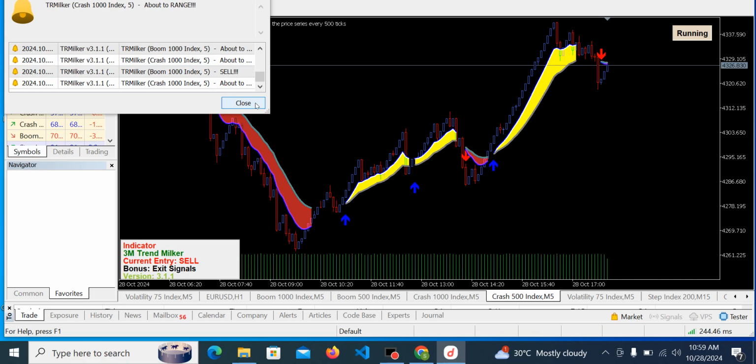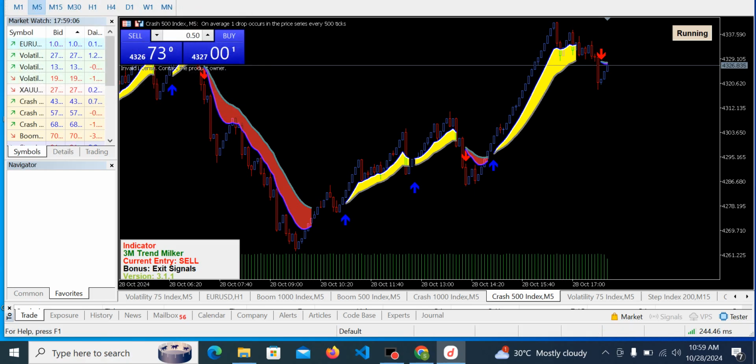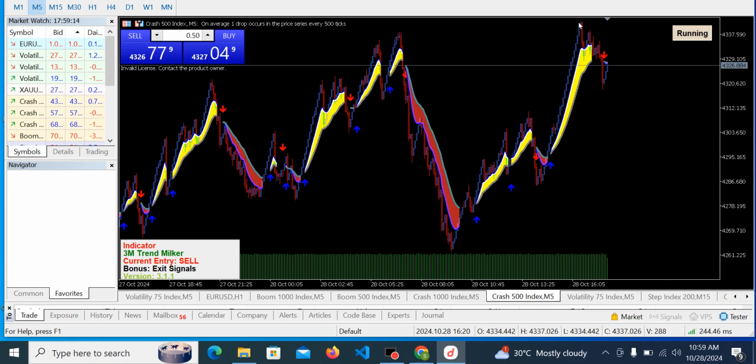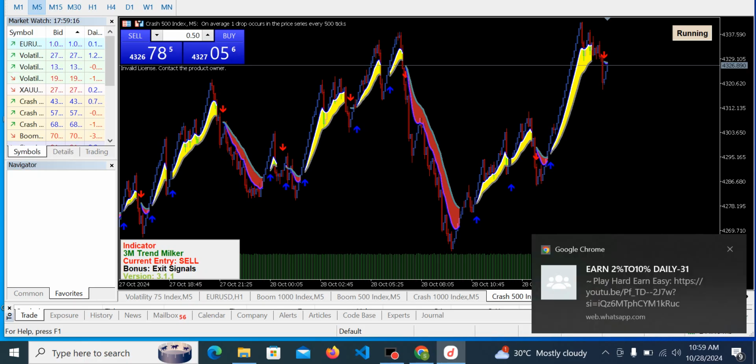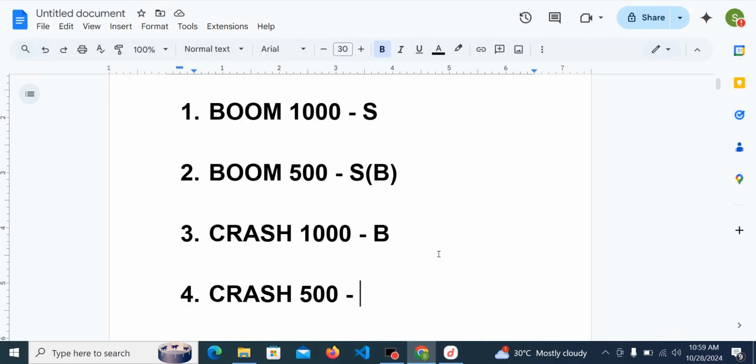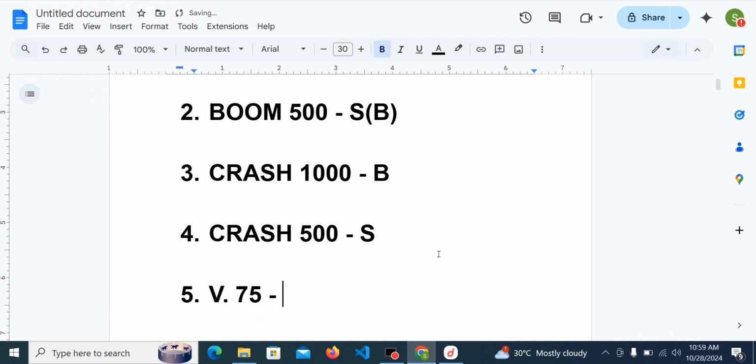Next asset is going to be Crash 500. Let's check it out together. This is Crash 500, and of course it started a downtrend right from here, which came to an end at this spot. So it has started an uptrend right now, and of course the uptrend has got into this resistance zone and was unable to go above that. If it's unable to go above this, then it will go fully into a downtrend. So we expect more of a selling opportunity than a buying opportunity right from there.